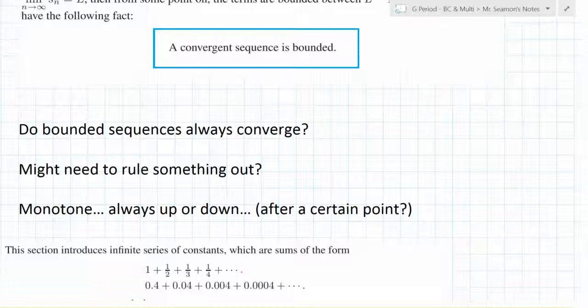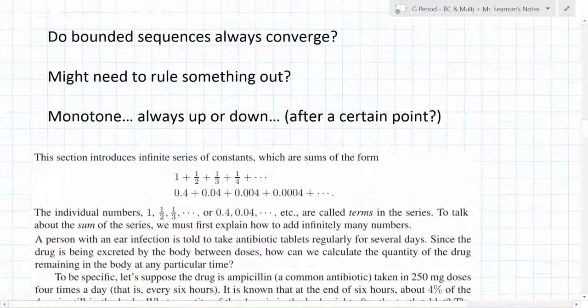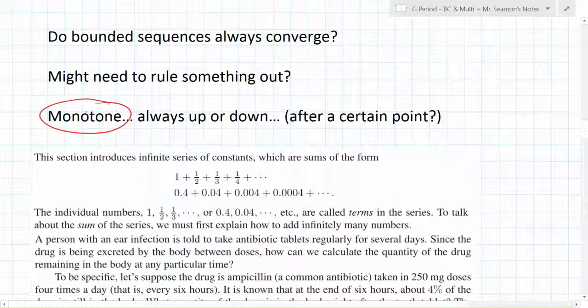Monotone. Always up or down. Have you seen this phrase before? Ever seen monotone? It just means it's always going up or always going down. It's like what? No, were you saying something different? Music. We're using music. I was like, sometimes I get things wrong. Okay.